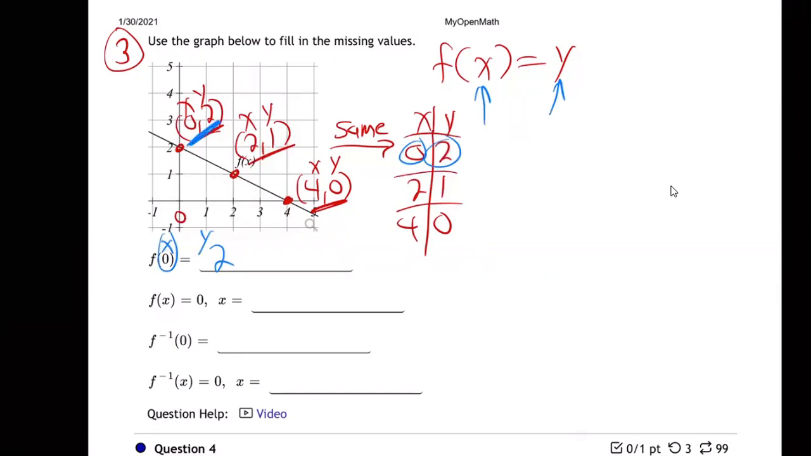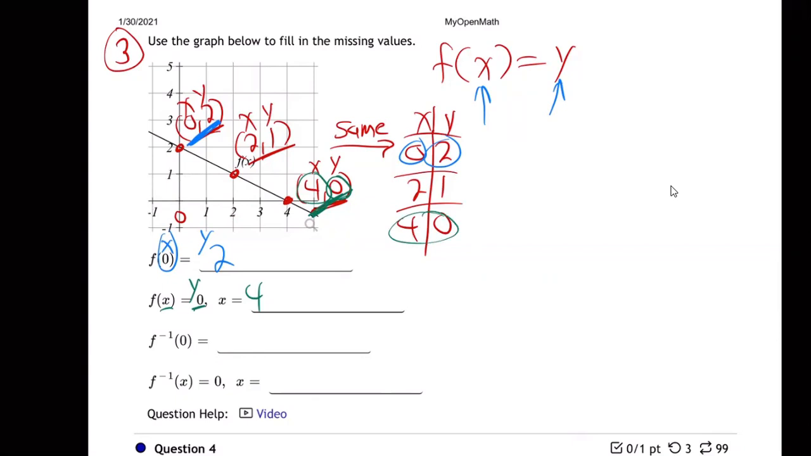Okay, how about the next one? What x value goes with a y? This is a y of 0. Where do you see a y of 0 up here? Yeah, right here. Here's a y of 0. What x value goes with it? 4. Or you get it right here off the table. Same thing. See that?